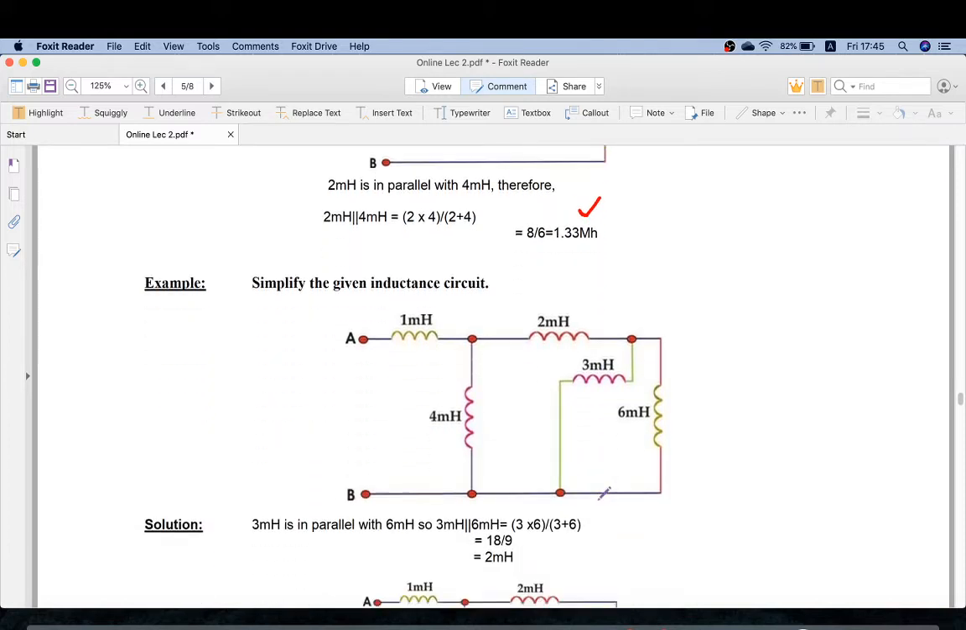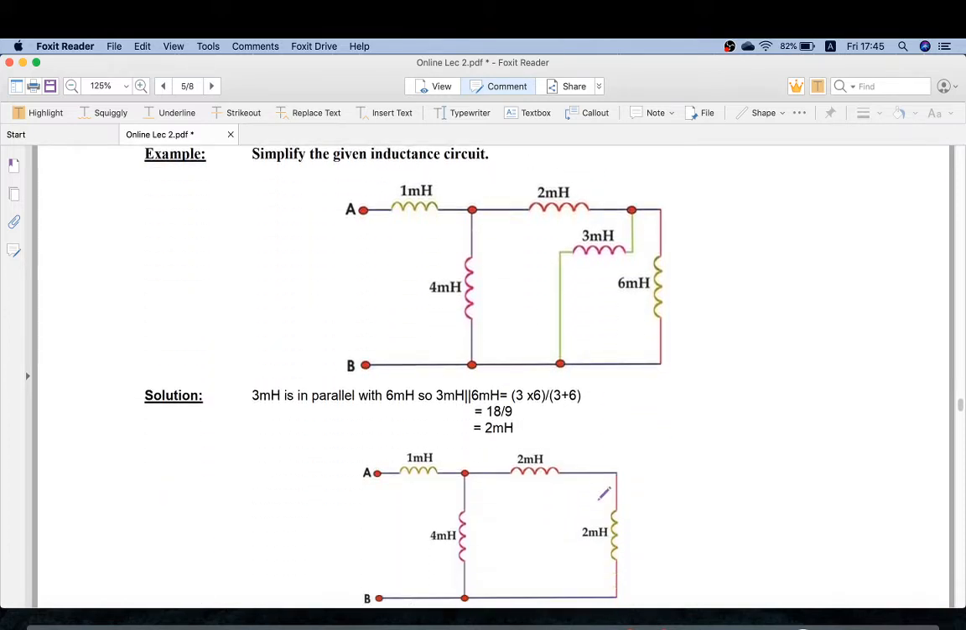Simplify the given inductor circuit. Now we have a circuit where we have 1, 2, 3, 4, 5 inductors. So first of all we need to check which are in parallel and which are in series. These both 6 and 3, these both are in parallel. So we will solve them. 3 into 6 divided by 3 plus 6. So the answer is 2. So we'll take the 2.